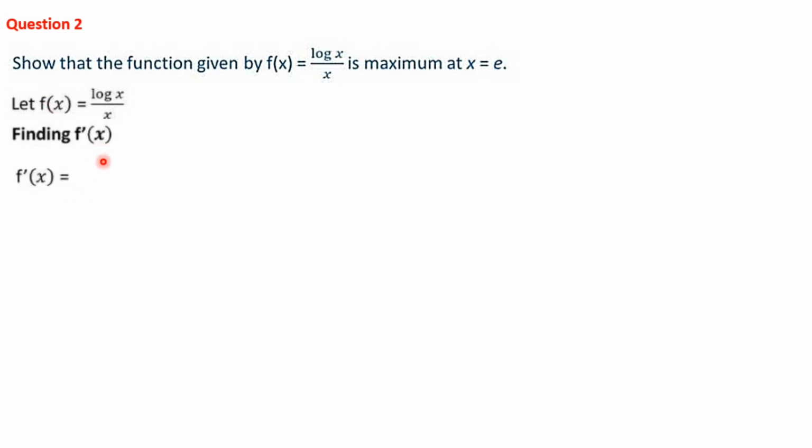F dash x is equal to, it is in the u by v form. We know that it is denominator square, then numerator derivative into denominator minus denominator derivative into numerator. So here denominator is x, so x square we have taken. Then derivative of the numerator log x is 1 by x into the denominator x, minus the numerator into derivative of denominator. Derivative of denominator x is 1, so log x into 1 is log x.